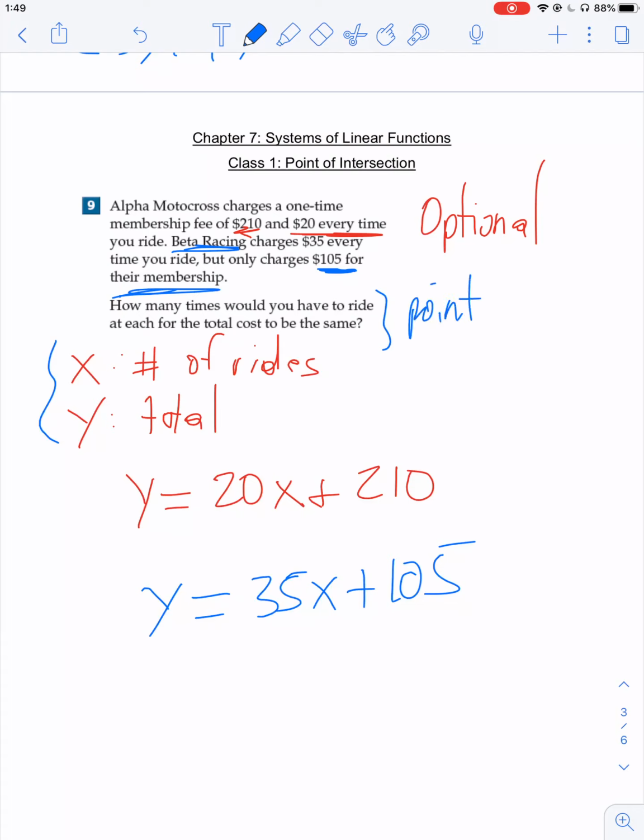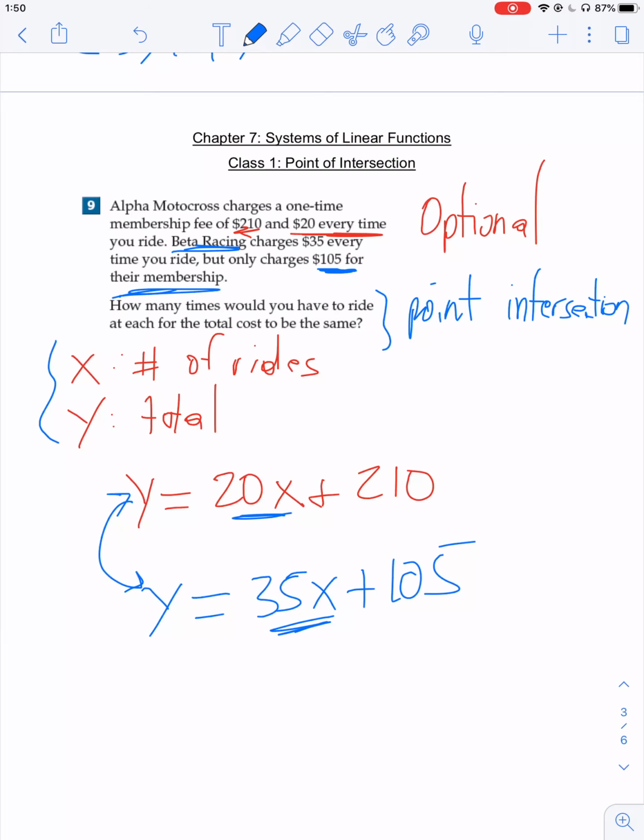Okay, so when will these functions equal each other? Why? Because they're asking you when the total cost will be the same, after how many rides. Remember, a point of intersection means that both functions need to have the same x and the same y. So there's a specific number of times you have to ride with Beta Racing and Alpha to have the same total cost, and they're asking you what that magical number is.